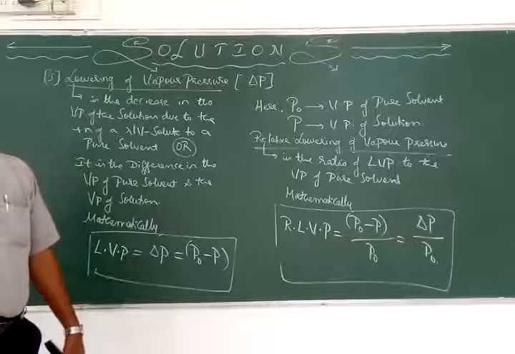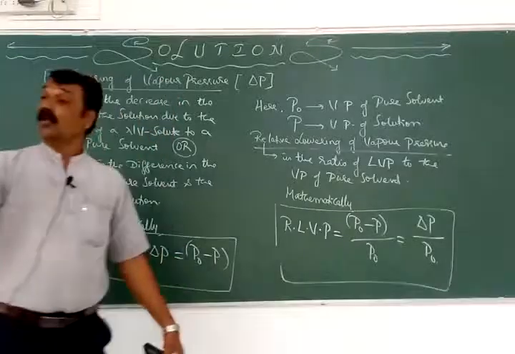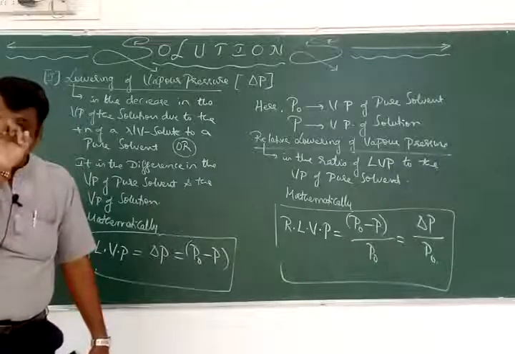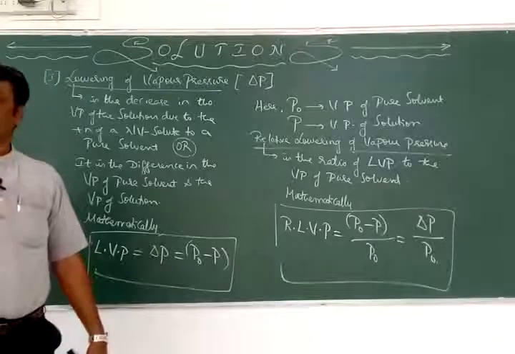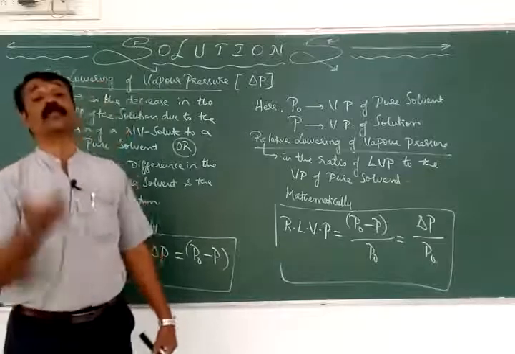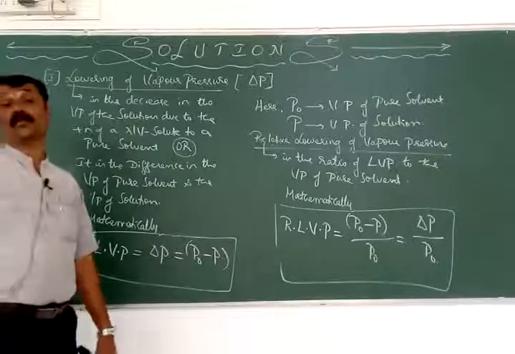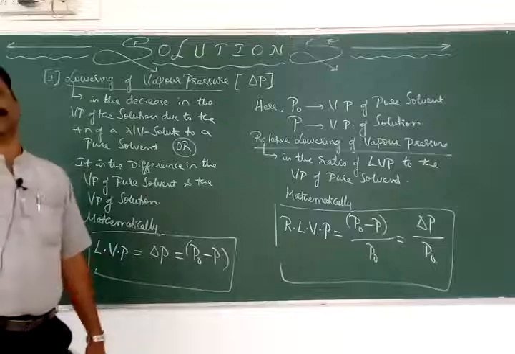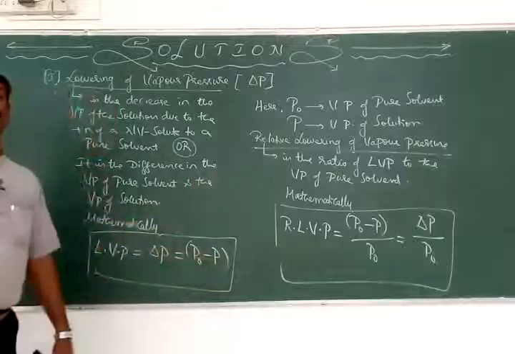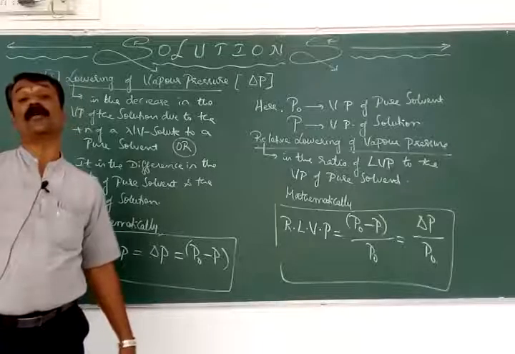So I think you have it perfectly with respect to the lowering of vapor pressure. When a small amount of a non-volatile solute is added to the pure solvent, the vapor pressure of the solution decreases. That decrease in the vapor pressure of the solution due to the addition of a non-volatile solute to the pure solvent is called the lowering of vapor pressure. Mathematically, it is the difference between the vapor pressure of the pure solvent and the vapor pressure of the solution. Usually the vapor pressure of the solvent is much higher than that of the solution. Why?